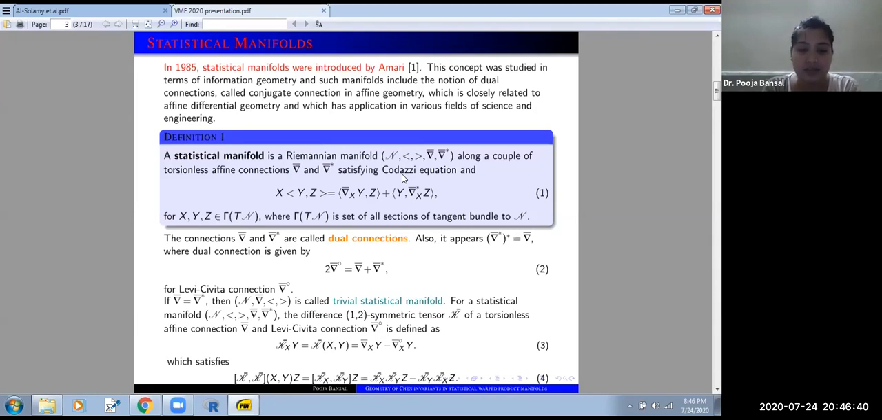Now we define the Levi-Civita connection ∇̄⁰, which is defined by equation 2. If we take the dual connections ∇̄ and ∇̄* as the same connection, then our statistical manifold is known as a trivial statistical manifold. Now for any statistical manifold M̄, the difference (1,2) symmetric tensor K̄ of a torsion-free affine connection ∇̄ and the Levi-Civita connection ∇̄⁰ holds equation 4.